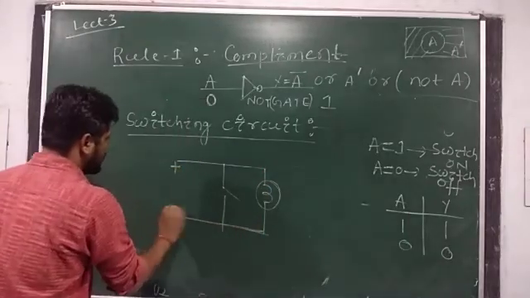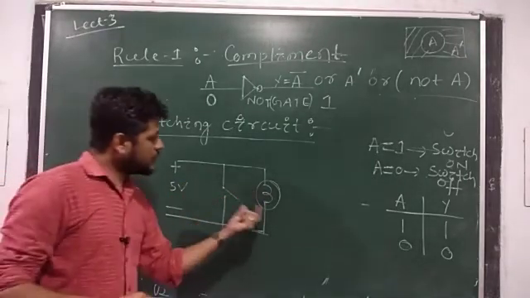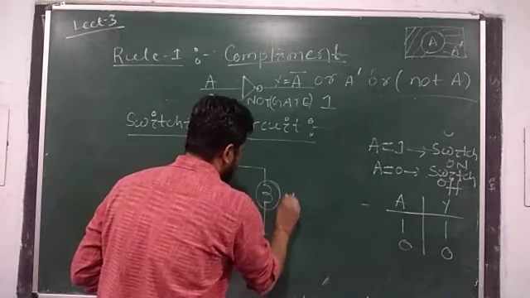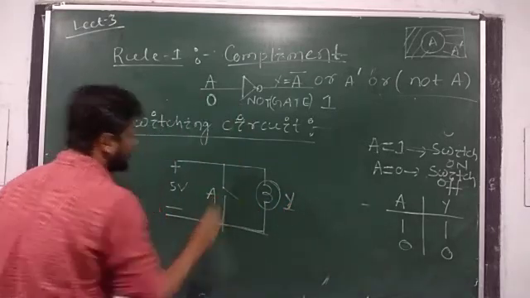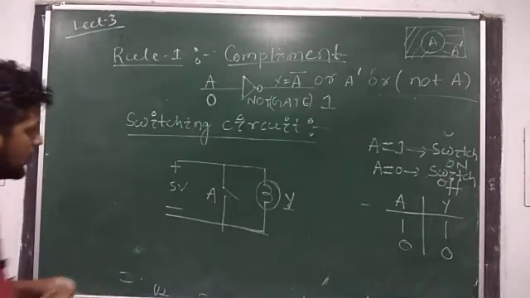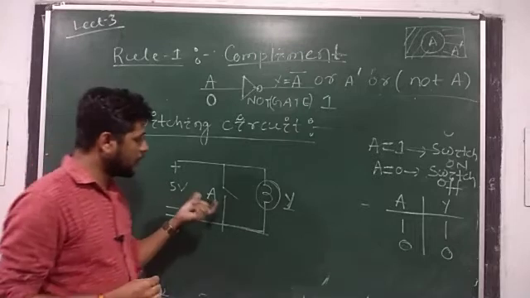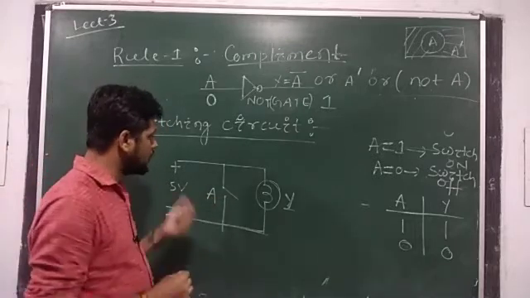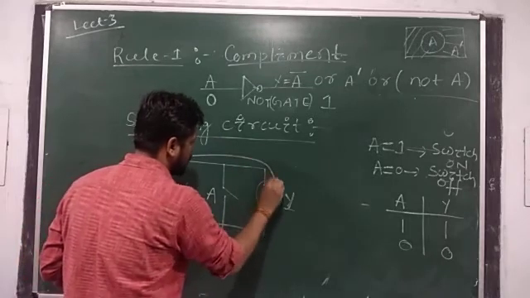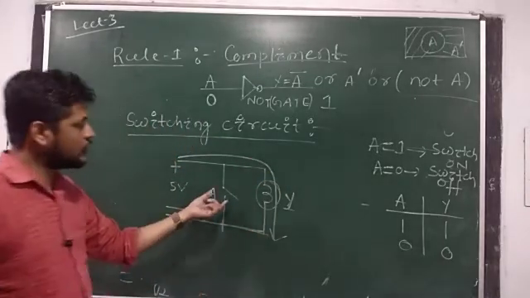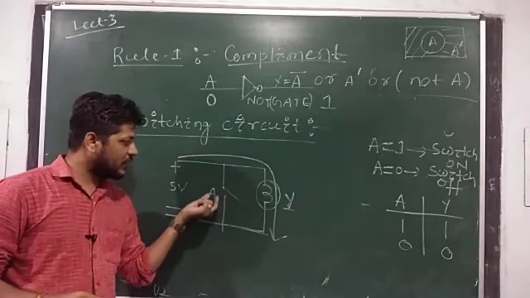Now I am applying 5 volt. Okay. So obviously this output of the bulb will be represented as Y, and this switch will be represented as A. So obviously, suppose the switch is open, first consider case 1, that is the switch will be open. How will the current flow? Current will flow through this path, because here the switch is open, hence it will be an open circuit condition, that means it will provide infinite resistance.